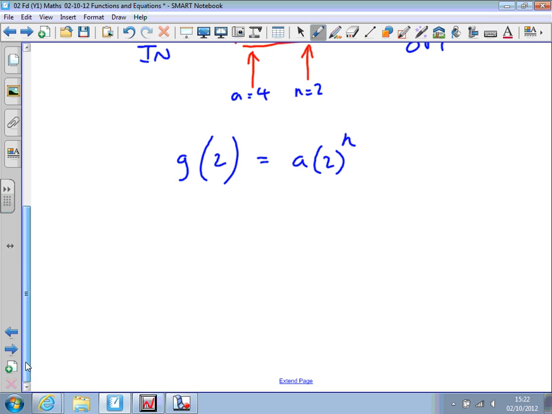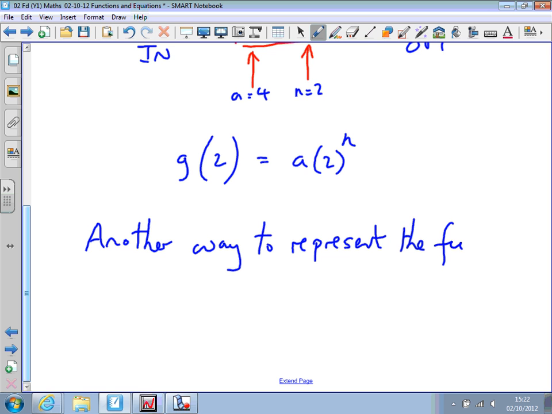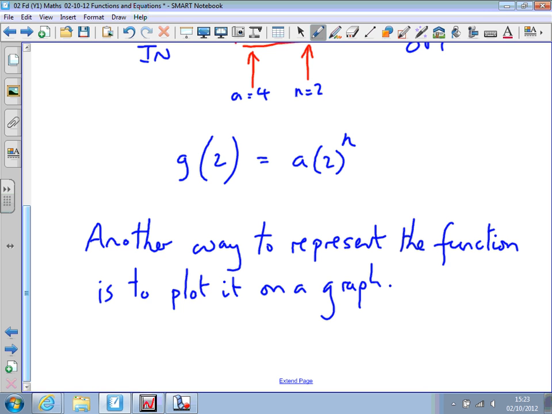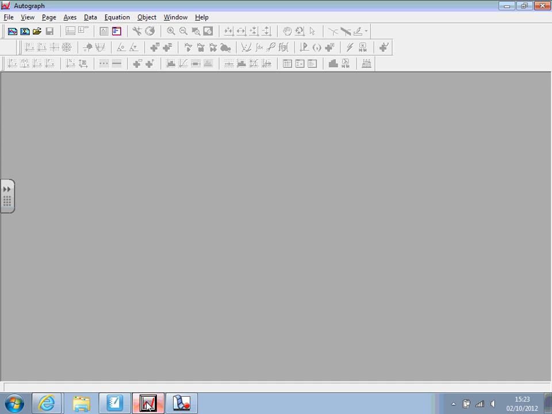Another way we can represent the function is to plot it on the graph. And then we get a picture of what the function looks like. And an engineer will often do that because you want to see a picture of what's going to happen to this thing. So we fire up Autograph, we can look at it.